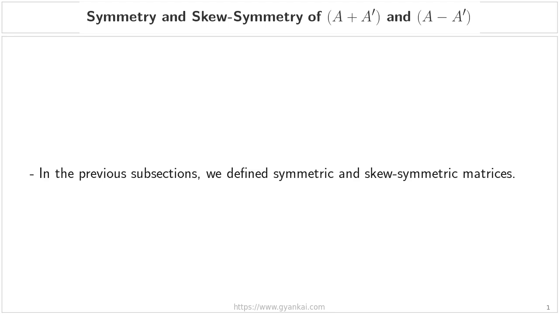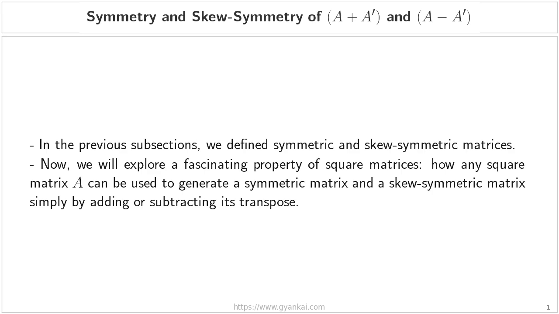Hello everyone. To begin this section, let's first look back at our foundation. In the previous subsections, we spent some time defining exactly what symmetric and skew-symmetric matrices are and how to identify them. Now, we are going to explore a fascinating property of square matrices. We will discover that any square matrix, which we will refer to as matrix A, can actually be used as a building block to generate both a symmetric matrix and a skew-symmetric matrix.